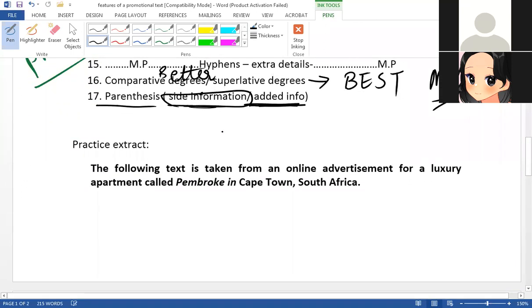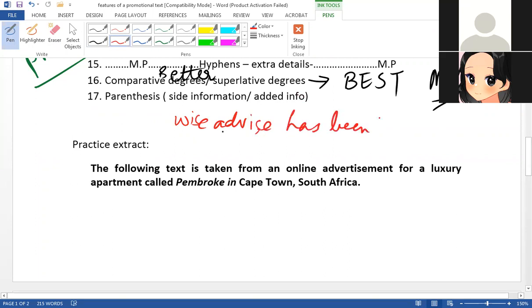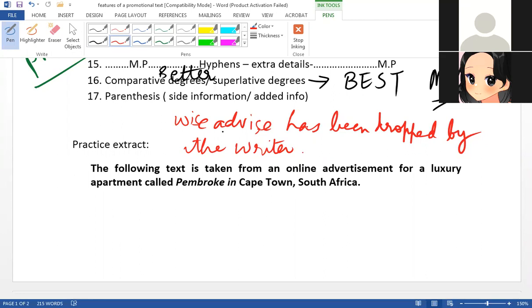Parenthesis is basically, beta, side information that builds up the information. It also gives you a whispering effect, as if wise advice has been dropped by the writer. Something extra, something special that has been communicated to me. It's like, shh, you have to do this. It's almost like giving you side information. It's almost like a warning. It could be wise advice, it could be an alarming point, it could be anything. You have to relate it with the context.